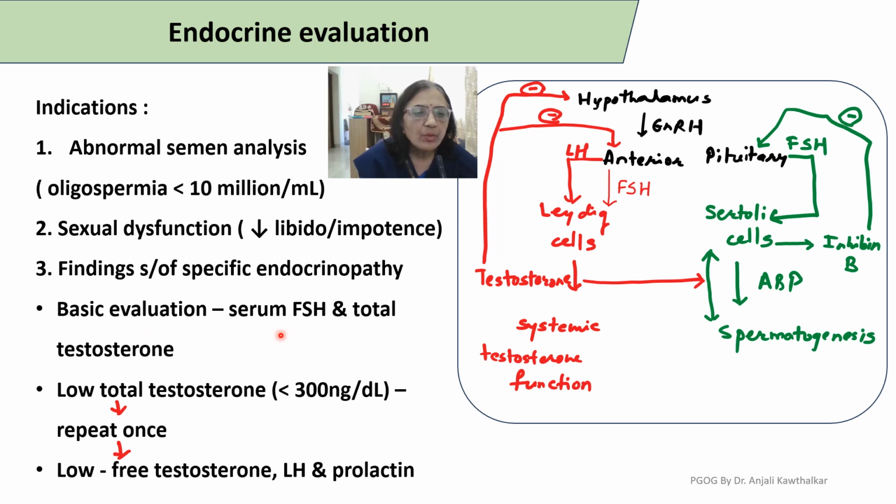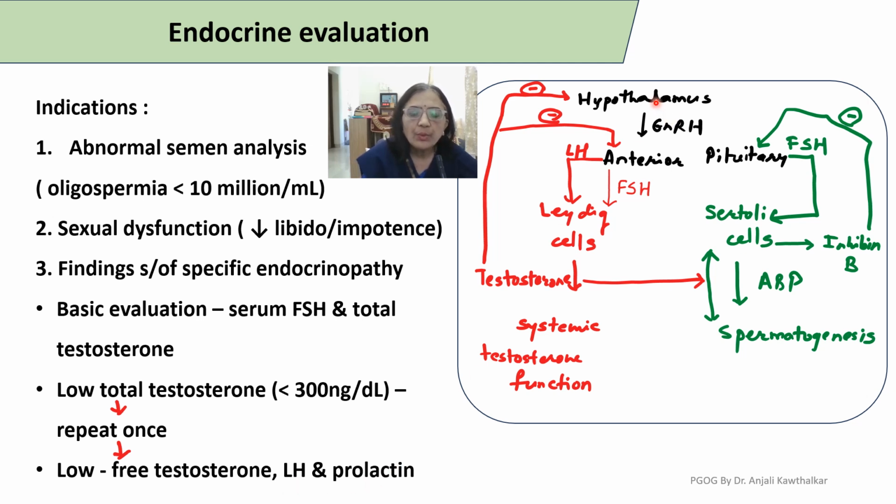Basic evaluation is by doing serum FSH and total testosterone. If total testosterone is low, less than 300 nanogram per dl, then we have to repeat it once again. If it again comes low, then further evaluation is done by doing free testosterone, LH, and prolactin.